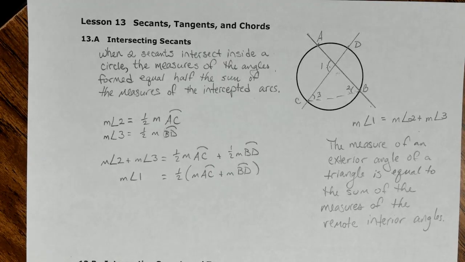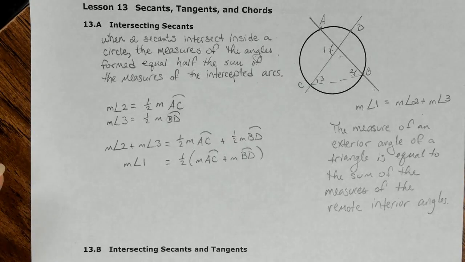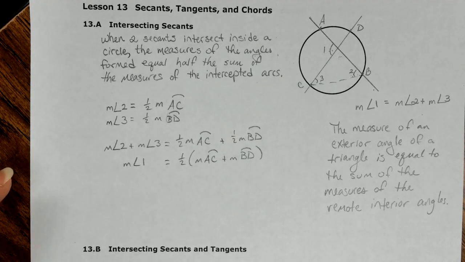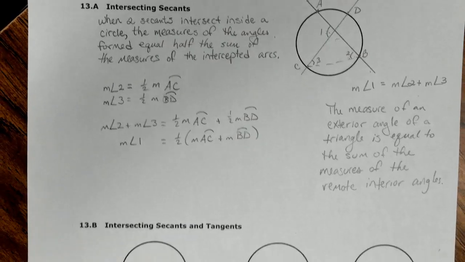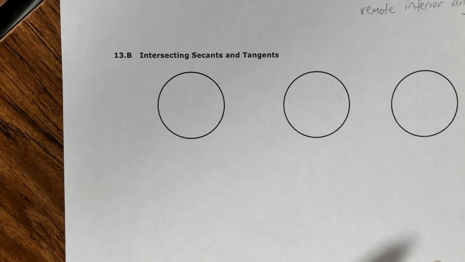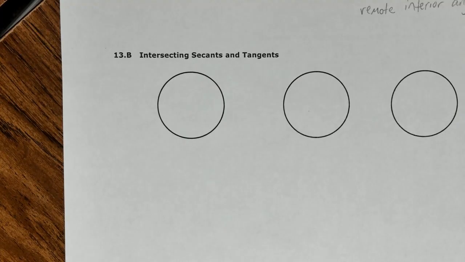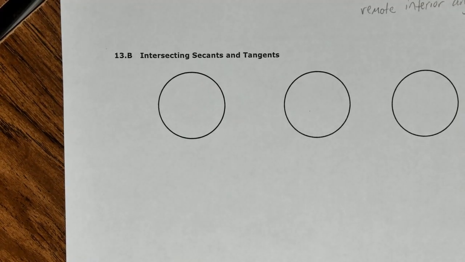Alright, so now we're ready to move on to part B. And this one is about intersecting secants and tangents, as the heading says. We'll have to draw a few things here. So we might have two secants. We might have a secant and a tangent. We might have two tangents. That's why you've got 3 circles here.